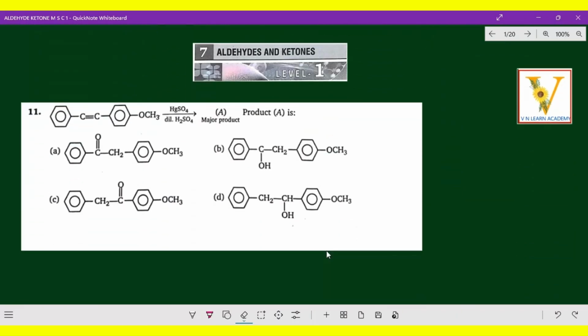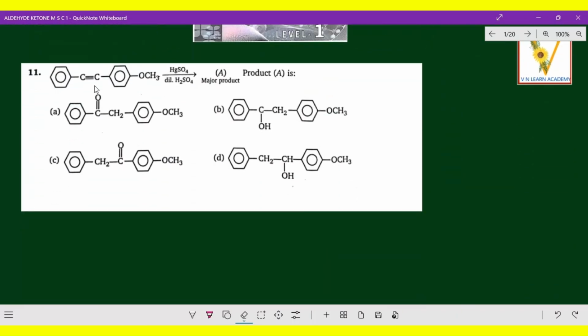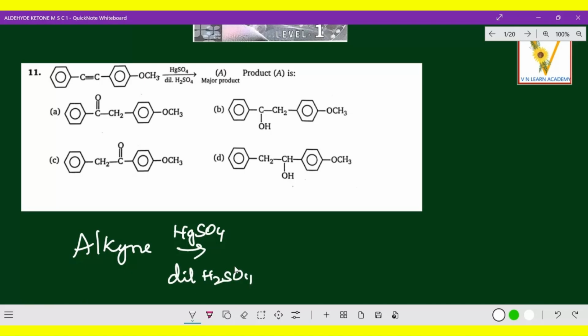The first question: as we observe, this compound is an alkyne. The alkyne is going under the reaction of HgSO4 with dilute H2SO4, so it is a conversion reaction. They are asking what compound this alkyne is converted to. HgSO4 with dilute H2SO4 is basically Kucherov's reaction.